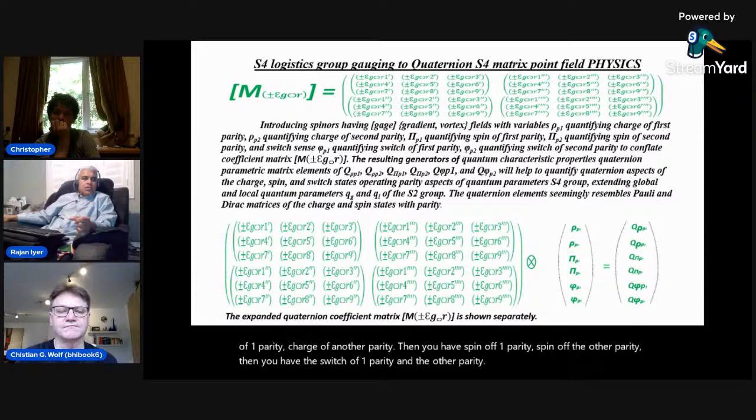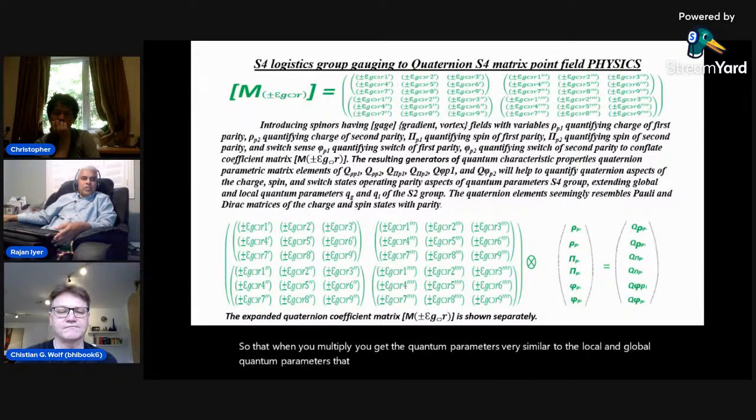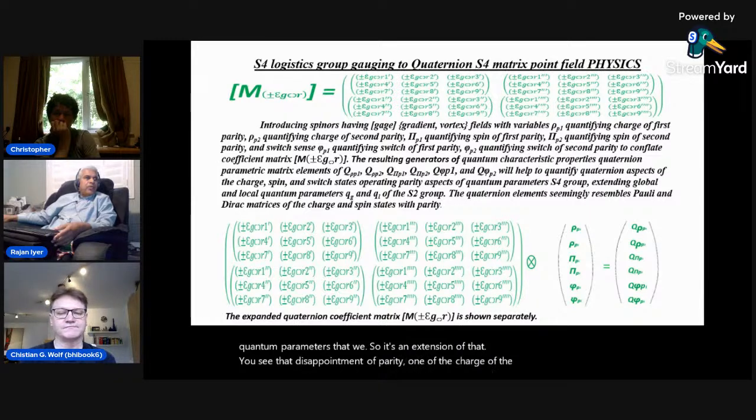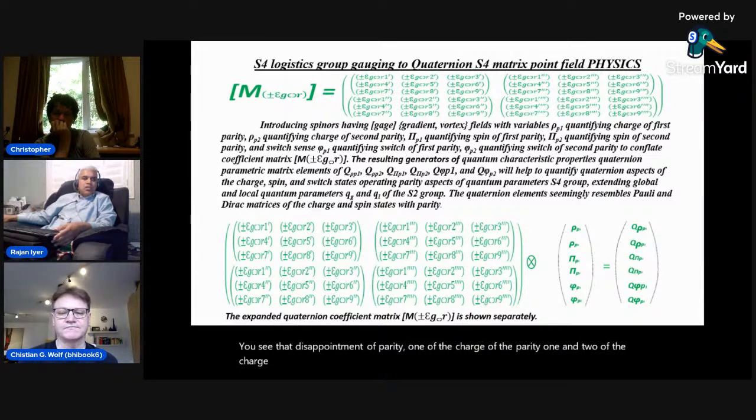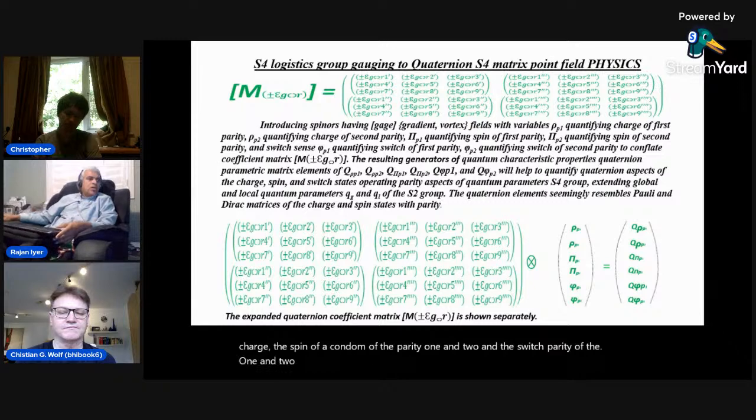So that when you multiply, you get the quantum parameters, very similar to the local and global quantum parameters, so it's an extension of that. You see that these are quantum of parity 1 of the charge, of the parity 1 and 2 of the charge, the spin of quantum of the parity 1 and 2, and the switch parity of the 1 and 2 quantum variables. So I think this will describe the whole thing.